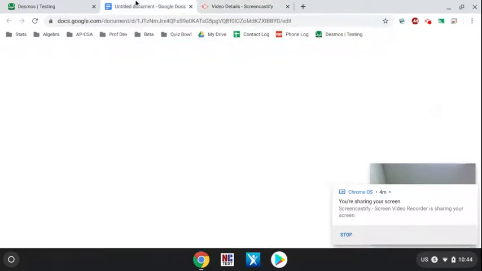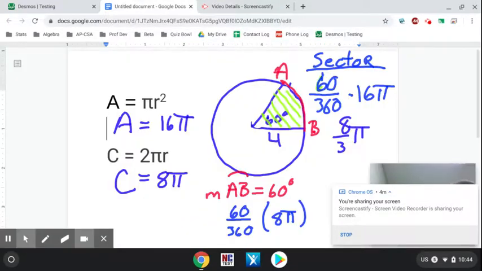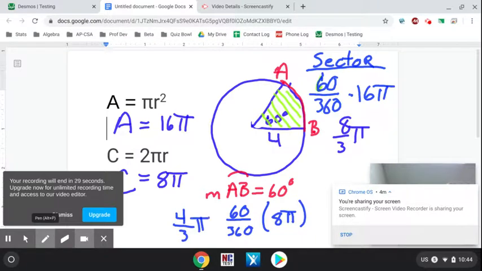So I'm going to go back over here and write that down. And hopefully this will help you understand that when I want the length of an arc, or I want the area of a sector, the best thing to do is start by figuring out the entire circle, and then just multiply your answer for the entire circle by the appropriate fraction, and you'll get your correct answer for the sector area of 8/3 pi, and for the arc length of 4/3 pi.